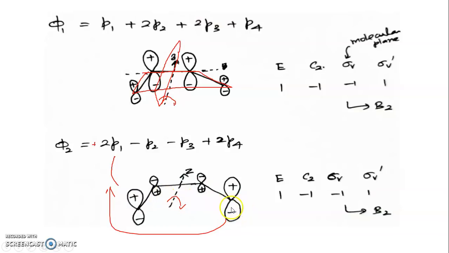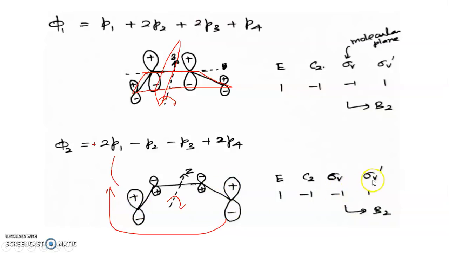When you do a 180 degree rotation, since this lobe goes up, you will get a negative sign above after rotation. Before rotation here we have a positive sign, but after rotation you will get a negative sign here. So the sign changes, therefore give -1 for the character. Then sigma v is the molecular plane. So when you keep a plane right at the middle and do reflection, definitely the sign will change.